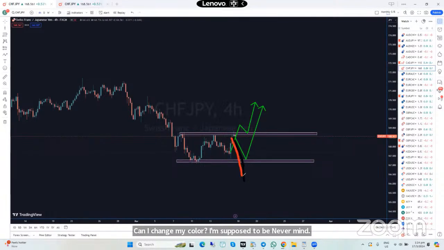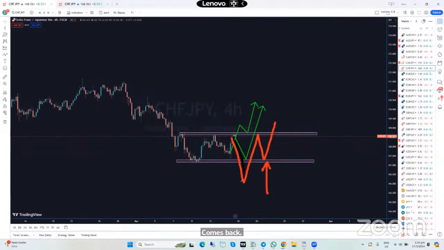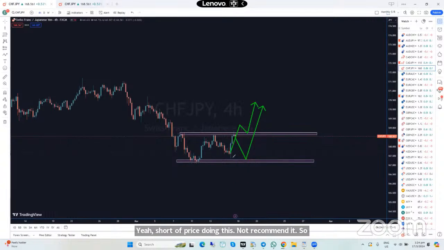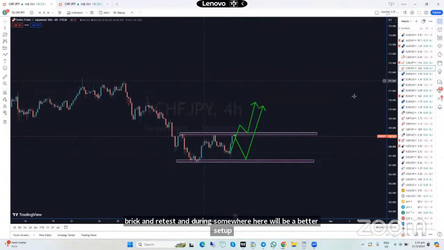If it does this, comes back, then here I would say is a prime way to enter, because then I'll put my stop loss here. Short of price doing this, not recommended. So instead, I'll wait for my usual setup, a break and retest, entering somewhere here will be a better setup. Safer, I would say. So that's recent. Now let's have a look.